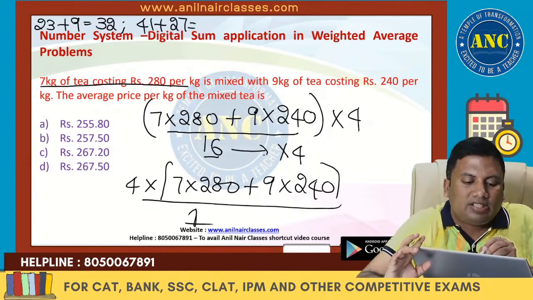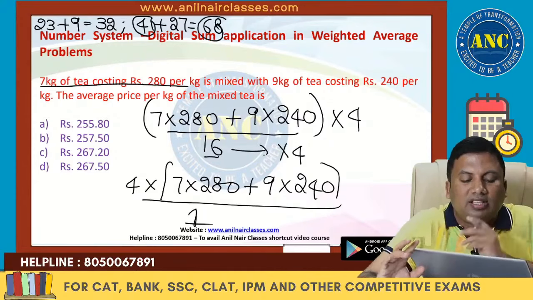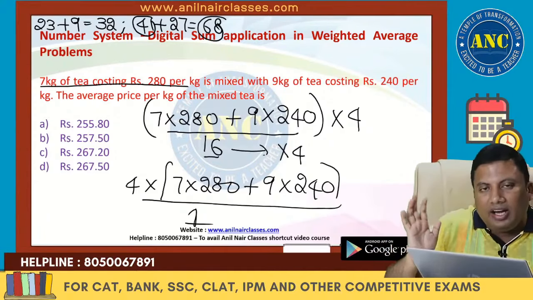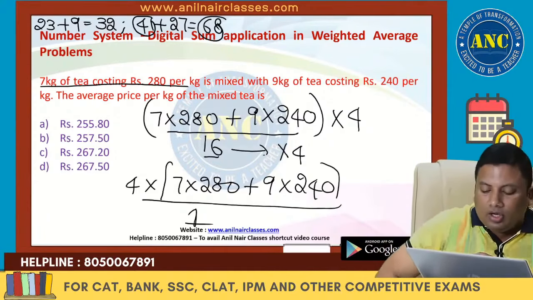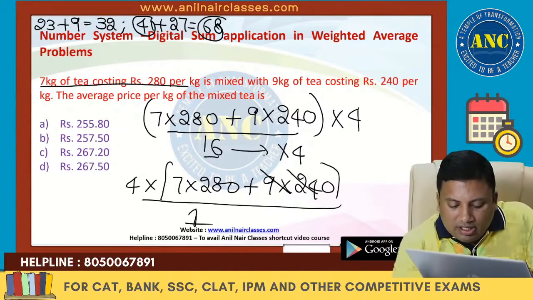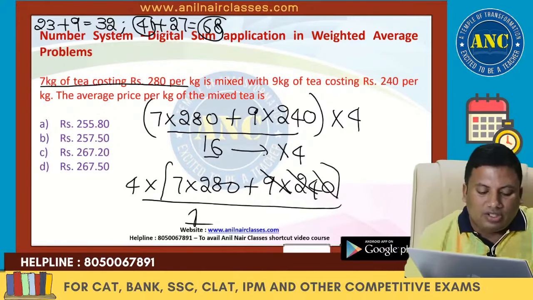41 plus 27, which is 68. This digital sum is 5, and this digital sum is 5. If you add 9 or multiples of 9 to any number, the digital sum does not change. You don't need to waste your time here.